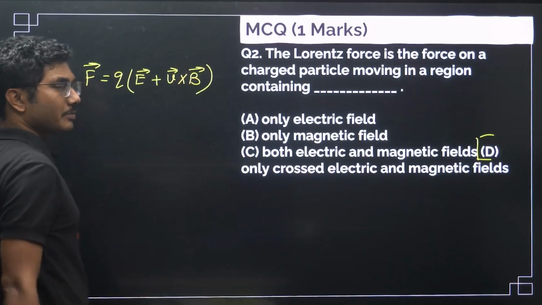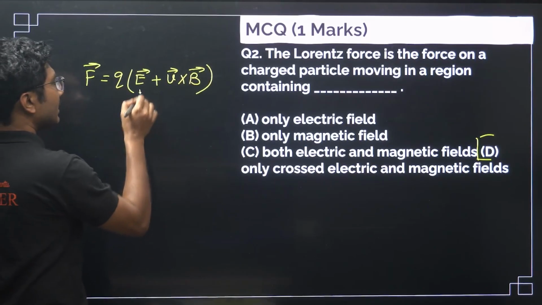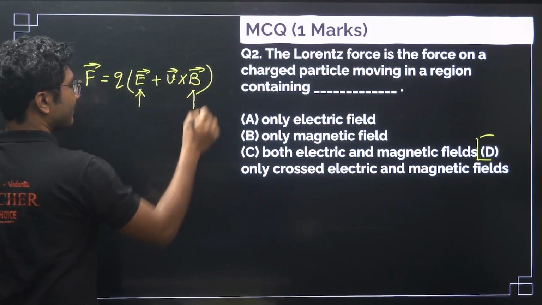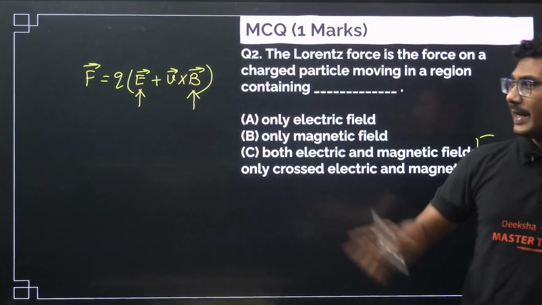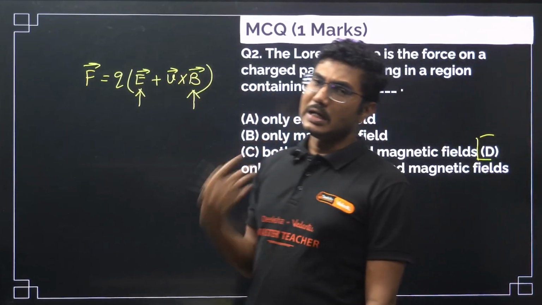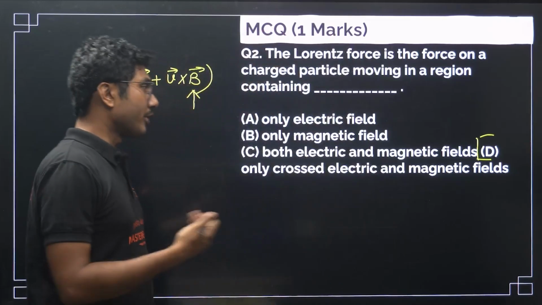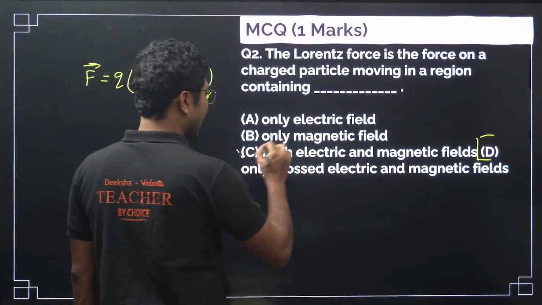Right. This is the expression for Lorentz force. It depends on the electric field and on the magnetic field as well, and there is no such thing as a cross electric or magnetic field. For any electric and magnetic field, it will always depend. So, Lorentz force is basically due to both electric and magnetic field.